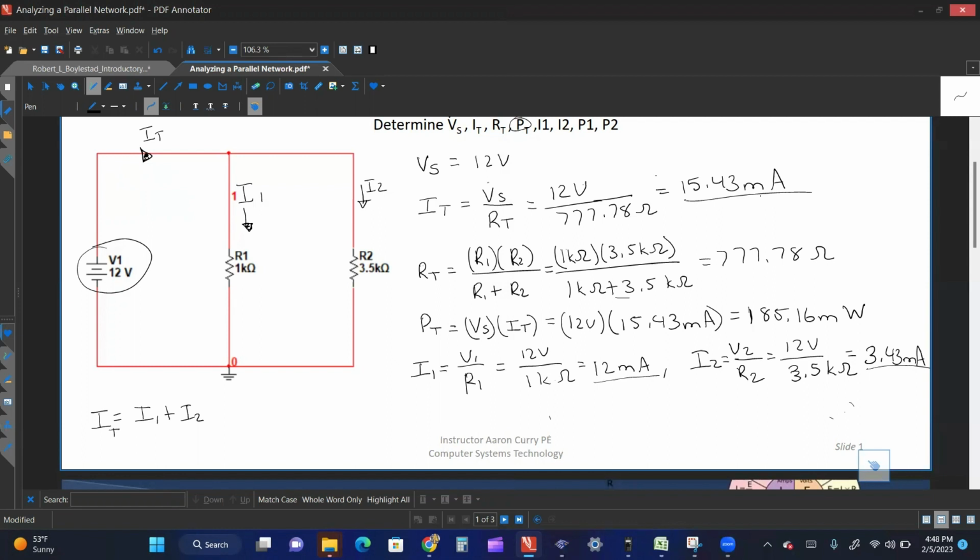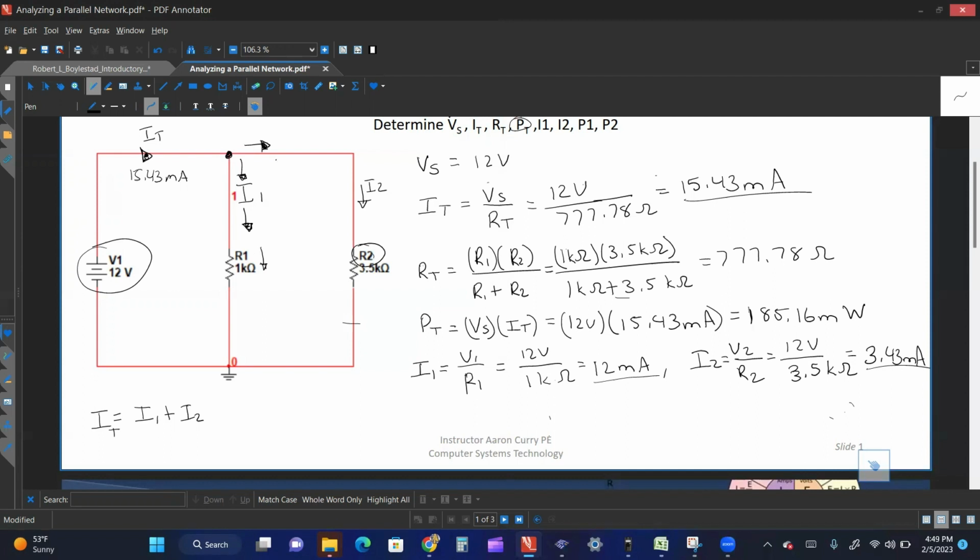All right, so the way this thing works is you got 15.43 milliamps that's being supplied from the voltage source. It comes to this junction point right here. Some of it goes this way, some of it goes this way. And so for I1, we get 12 milliamps. Majority of the amperage is going through R1, and then a smaller portion is going through R2. But why is that?